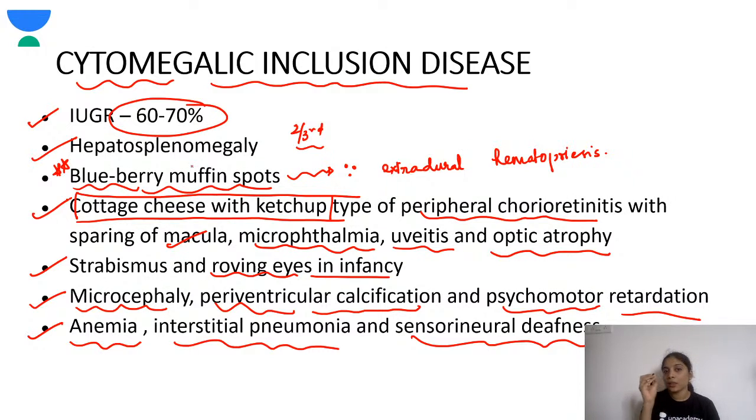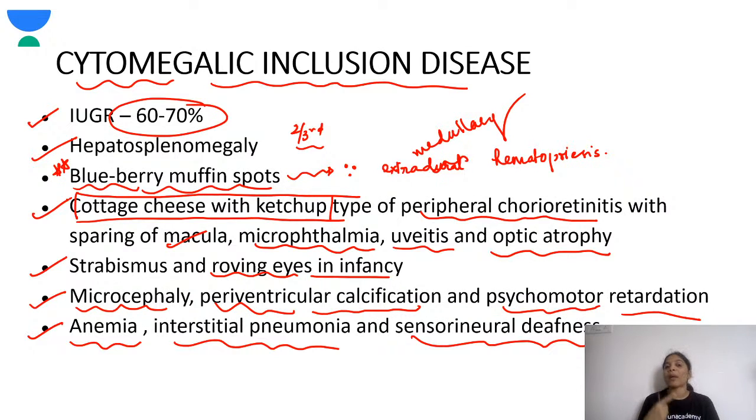So in congenital cytomegalic inclusion disease, there are blueberry muffin spots. This occurs because of extramedullary hematopoiesis. Next, there is cottage cheese with ketchup type of peripheral chorioretinitis. Remember, there is peripheral chorioretinitis, which is a cottage cheese with ketchup. So there is a pale retina where there is hemorrhage happening. That is why it looks like cottage cheese with ketchup. This spares the macula.